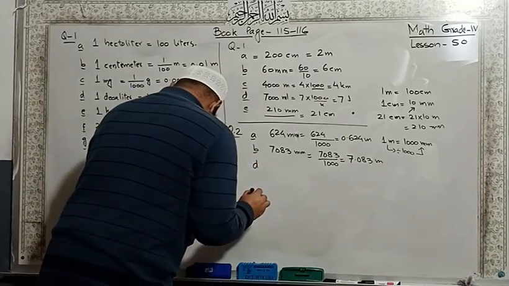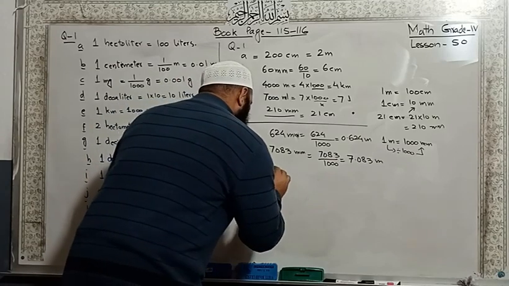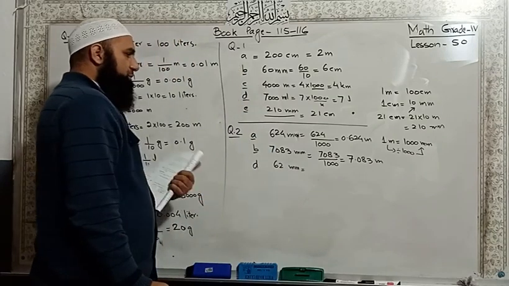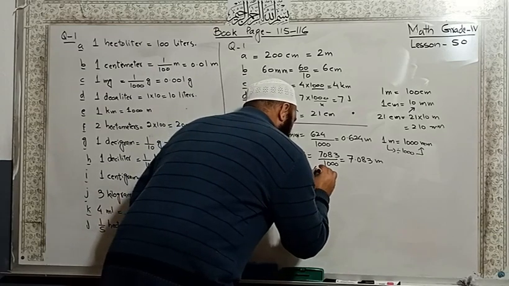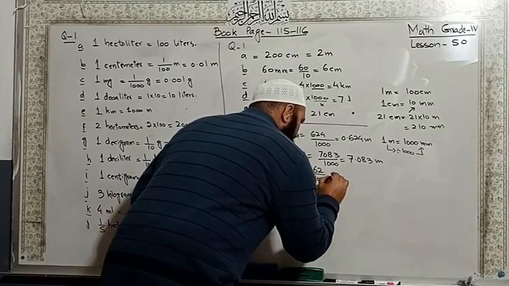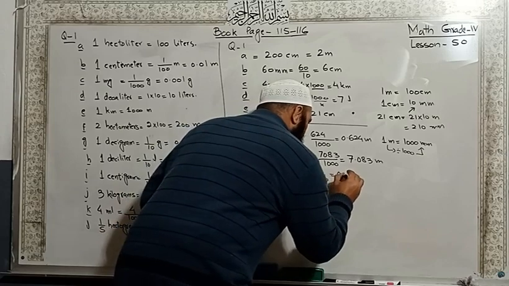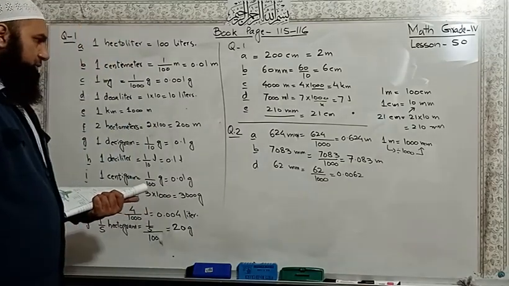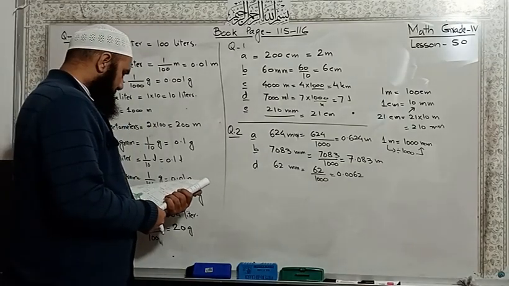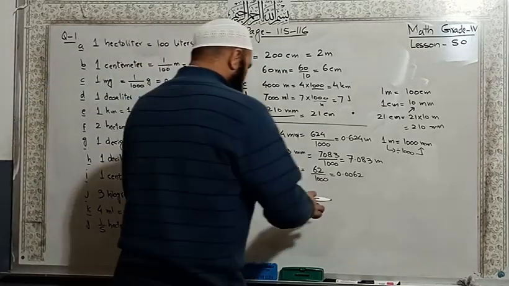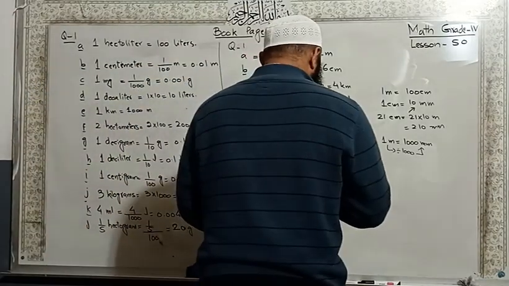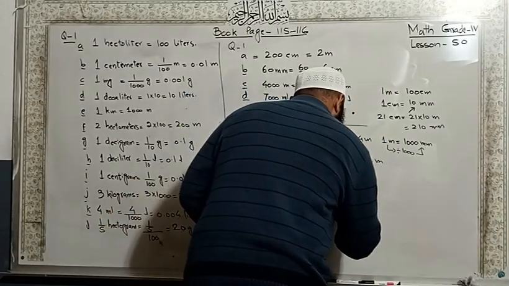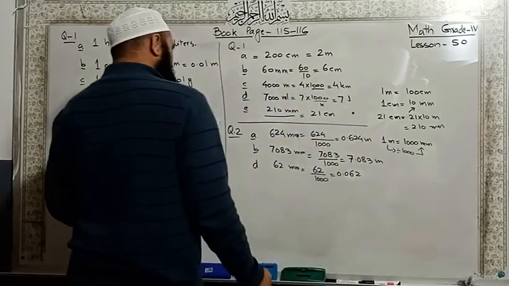I am leaving part C for you. This is question number D. 62 millimeters will be equal to how many meters? So we will divide it also by 1000 and we will get the answer 0.062 meters.